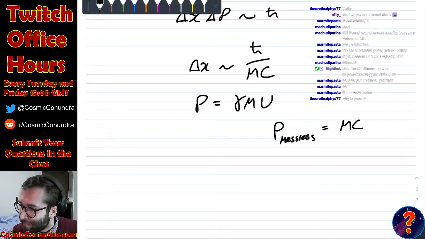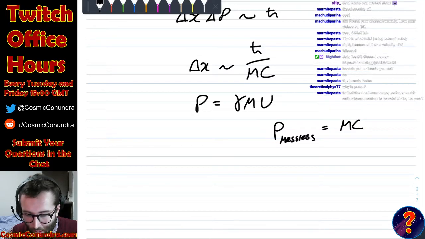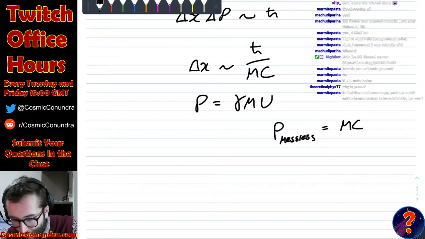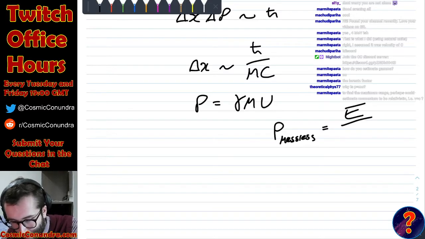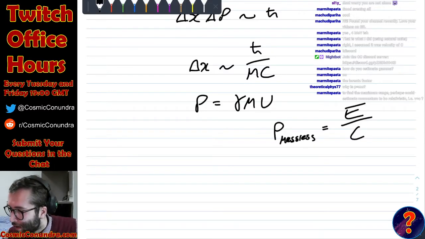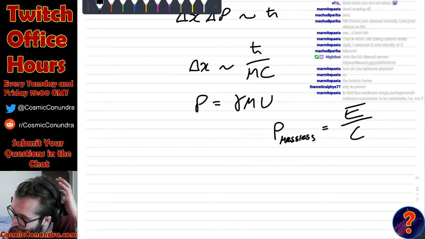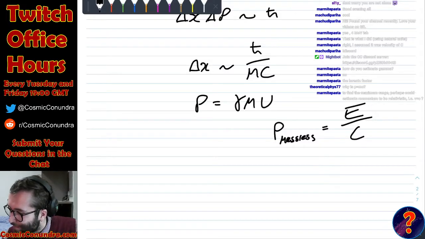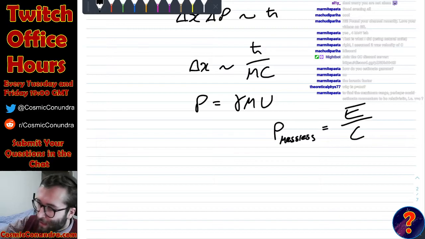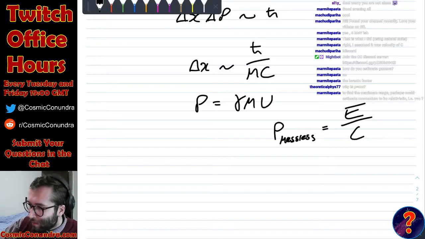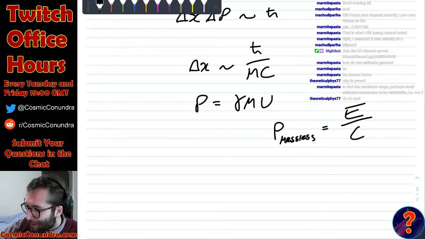Why is P equal to MC? Oh yeah, sorry. I think I was getting a bit confused then. So for a massless particle, for light, for example, P is equal to E over c. It's not equal to mc. It's equal to gamma mv if it's a massive particle.